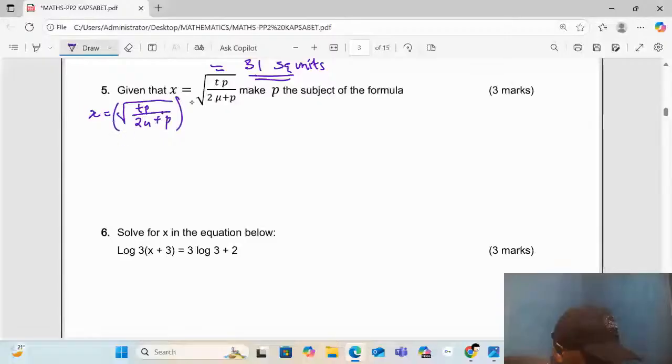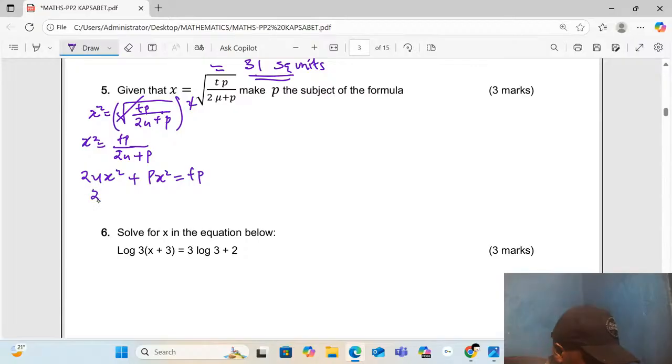So we square both sides. Then this square goes with this square root sign. So we shall have x squared is equal to TP over TU plus P. Now we cross multiply so that we have TUx squared plus Px squared gives us TP.